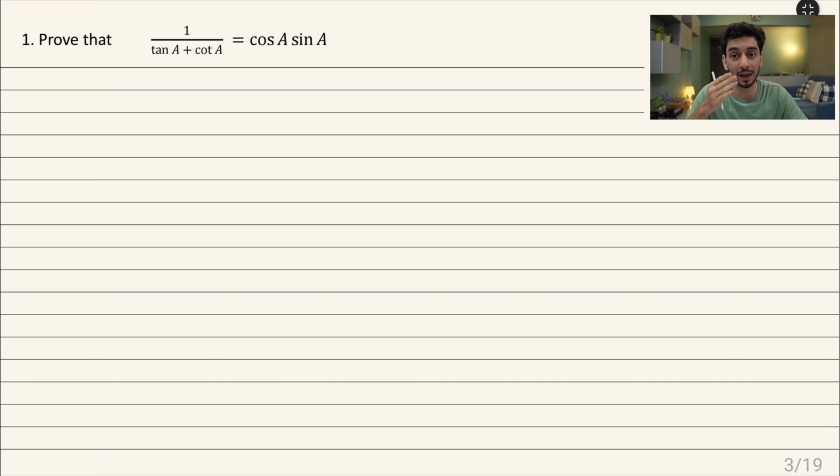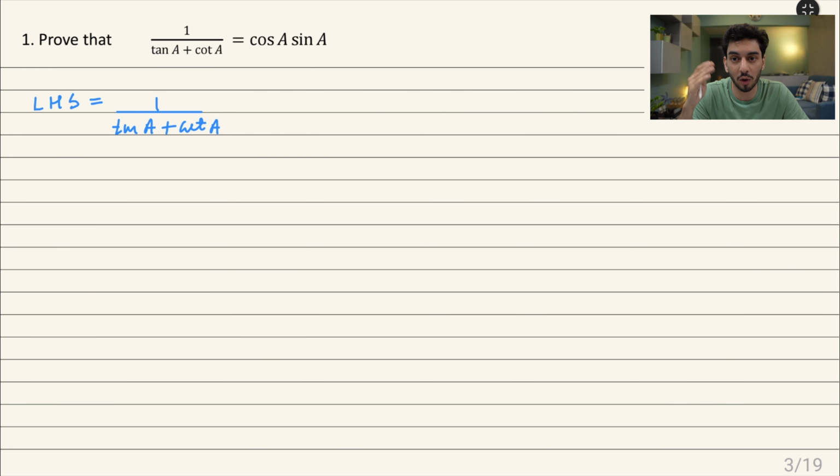Here I see that my left hand side is bigger and more complex, so I start with my left hand side. So left hand side is 1 upon tan A plus cot A. Now what do I do? Do I see any trigonometric identities? No, I don't see any squares or cubes or any powers, so no trigonometric identities. Do I see any algebraic identities? No, because there are no squares or cubes or anything, so no algebraic identities. Do I see any fractions? No. To cross multiply, I need two fractions. Here we have only one fraction, so that also fails.